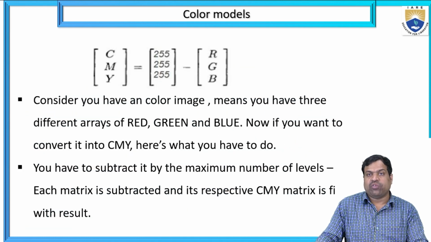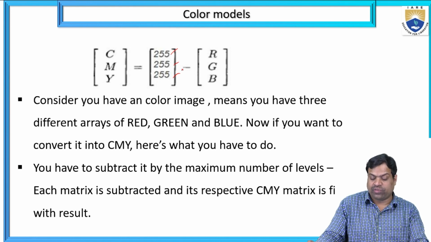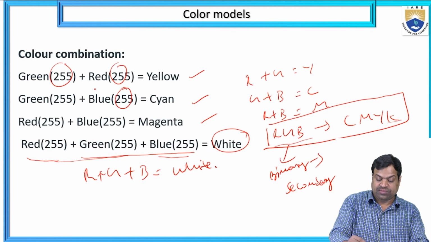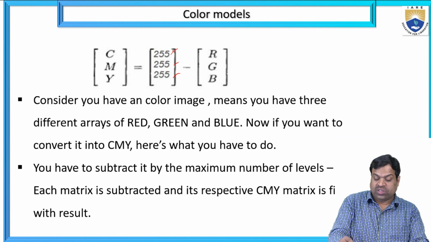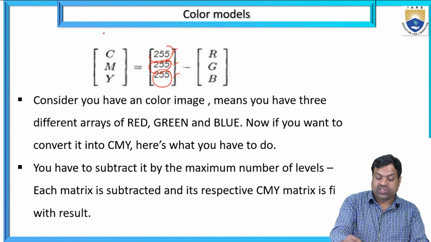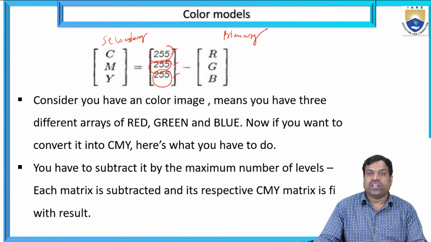And here I am taking one matrix CMY. It is equal to CMY equal to 255, 255, 255. What is 255? Already we discussed here, these are the intensity values. So this intensity value 255 minus RGB is a secondary color. So secondary CMY equals 255 minus primary.